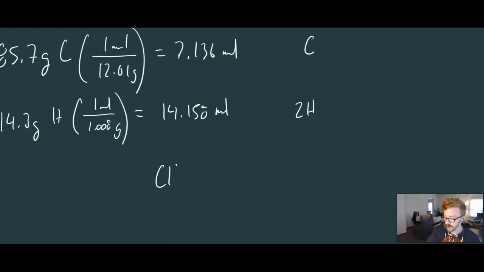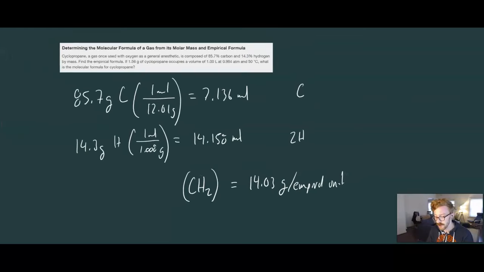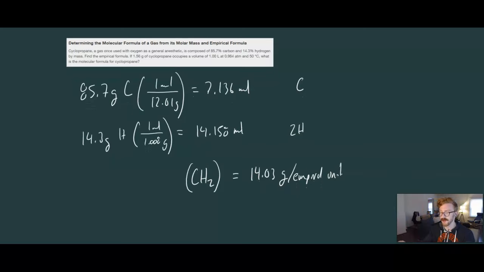So the empirical formula is CH2. If you take the molar mass of CH2 as the empirical unit, this is 14.03 grams per empirical unit. Okay, so I'm referring to this in parentheses as the empirical unit. So that's the first part of the problem. We've done that before. That's why I kind of blasted through it.